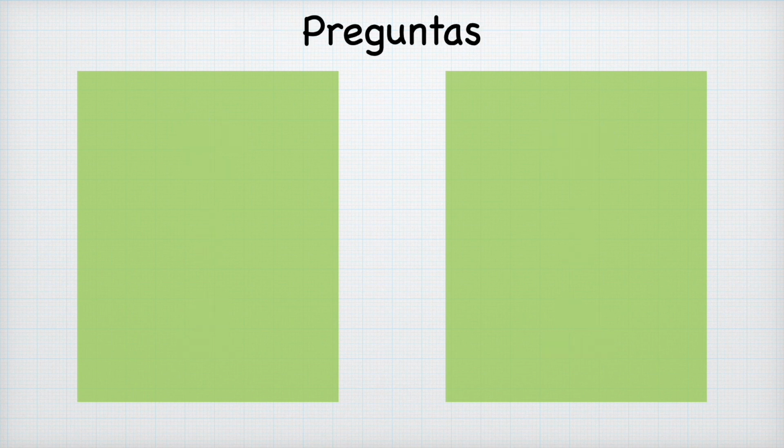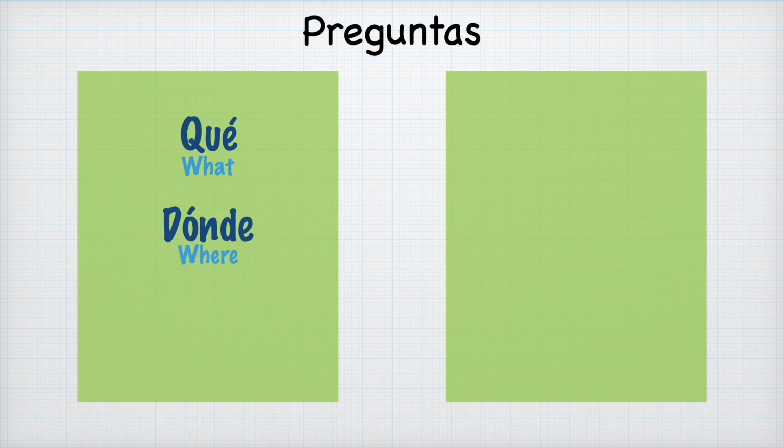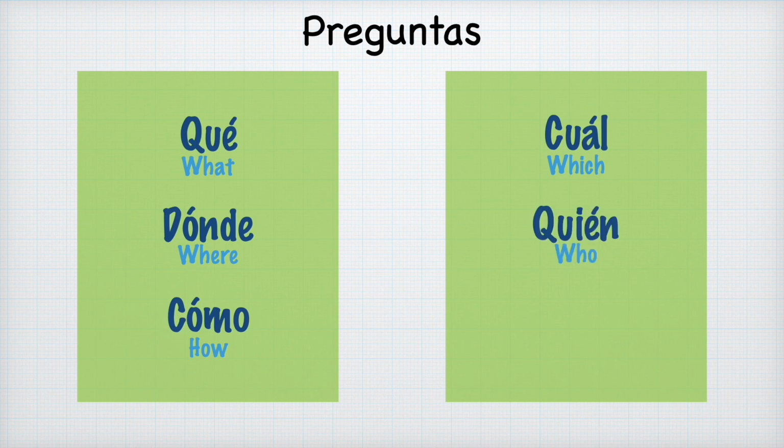And then we also have accents on the Spanish question words. And I'll make a dedicated video to question words and how to form questions, but here are a few examples. Qué means what. Dónde means where. Cómo is how. Cuál is which, quién is who, and cuándo means when.